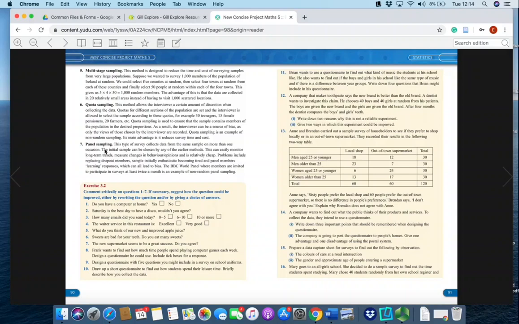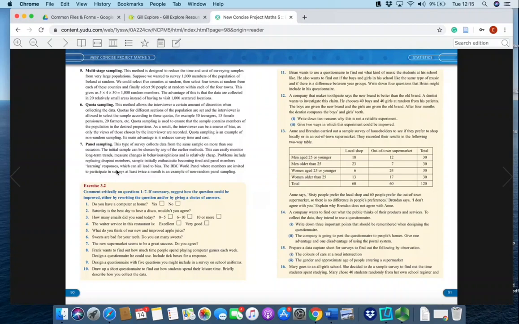And finally, panel sampling collects data from the same sample on more than one occasion. The initial sample can be chosen by any of the earlier methods, and this can easily monitor long-term trends, measure changes in behaviour and opinions, and is relatively cheap. So in other words, it's when you go back to them again to gather more data. Problems include replacing dropout members. Initially you have enthusiastic people, but they might get fed up with having to answer the questions again and again, and so on and so forth.